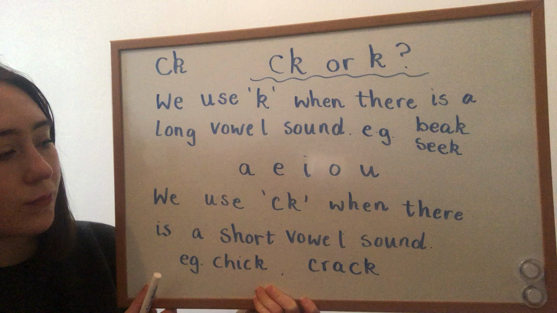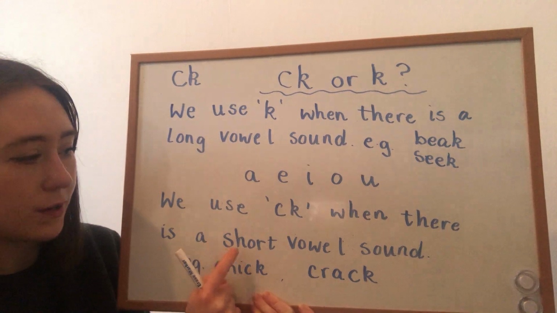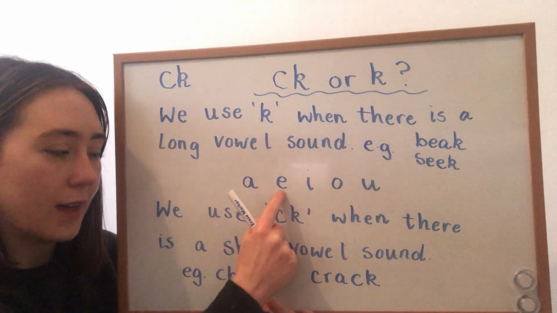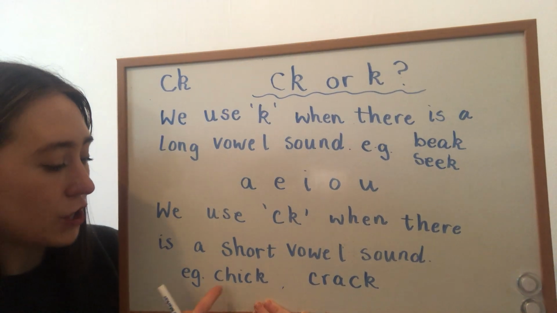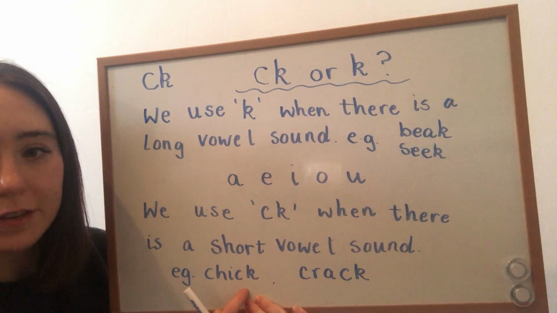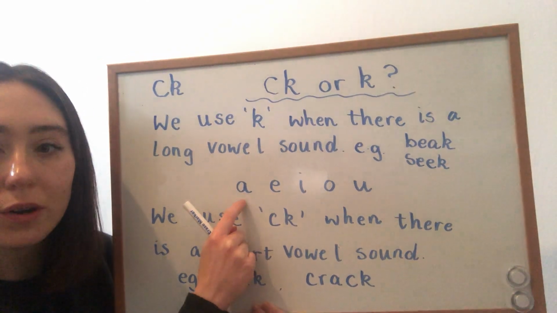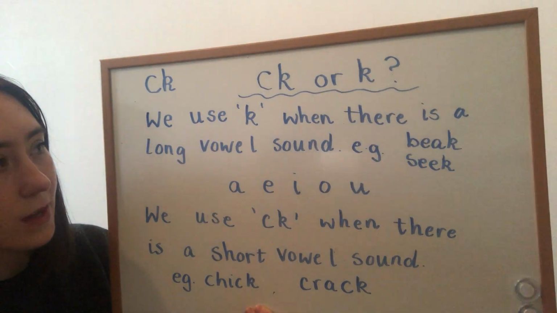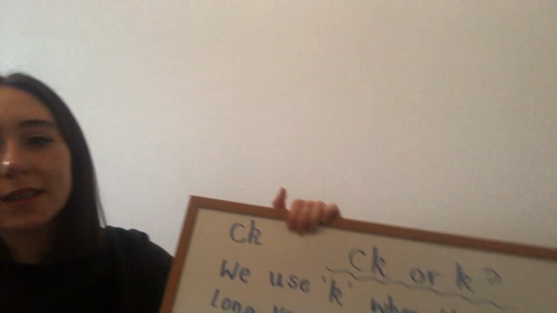For when we're using our ck digraph, we use this when it's the short vowel sound. So that's when the vowels sound like a, e, i, o, or u. So in words like chick, we have the i sound in it, so we know that it's followed by the digraph ck. Or like crack, it has a short a, which is the short vowel sound, so it's followed by the ck digraph. Now this can be a little bit tricky to begin with, but the more practice you do, the easier it becomes.